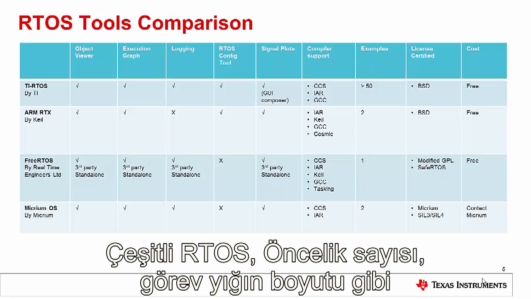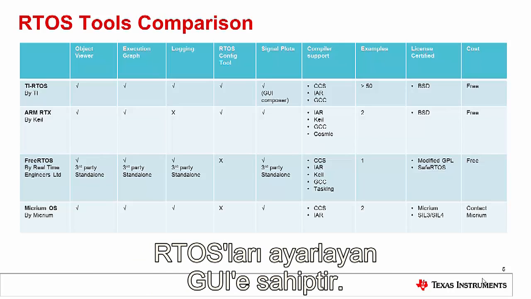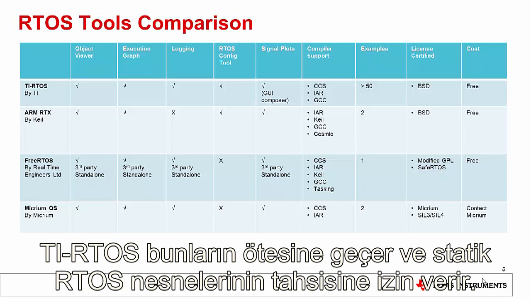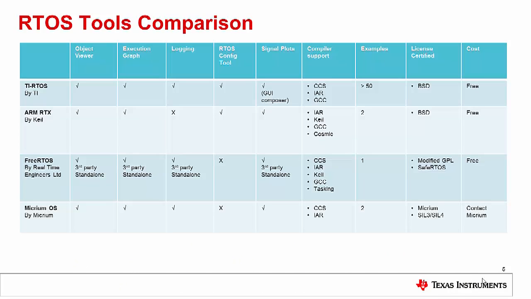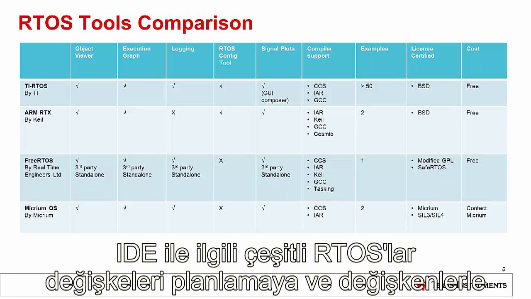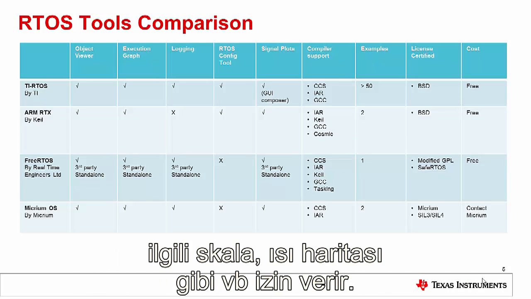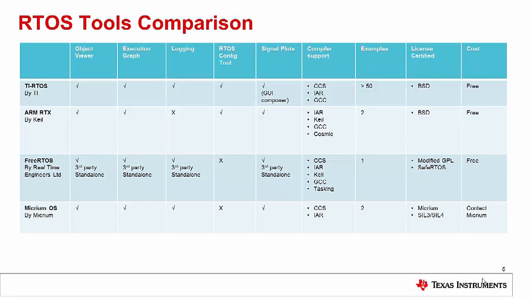Several RTOS solutions have a GUI to help configure the RTOS, such as configuring the number of priorities, task stack size, etc. TI-RTOS goes above and beyond and allows allocation of static RTOS objects within their RTOS config tool. Several RTOS, some associated with an IDE, allow applications to plot variables and associate variables with a dial, heat map, etc. This is shown under signal plots.